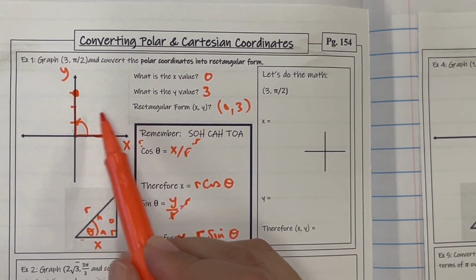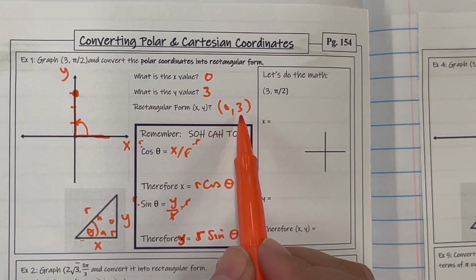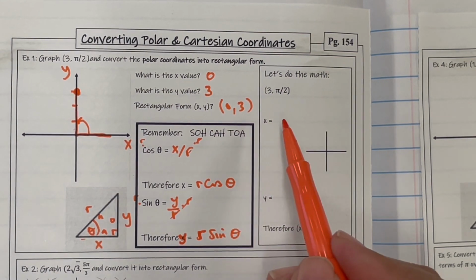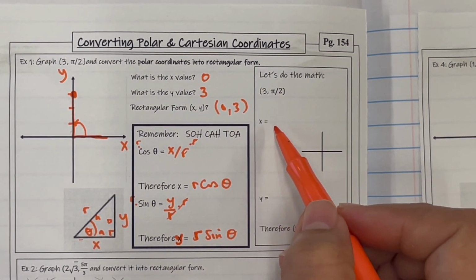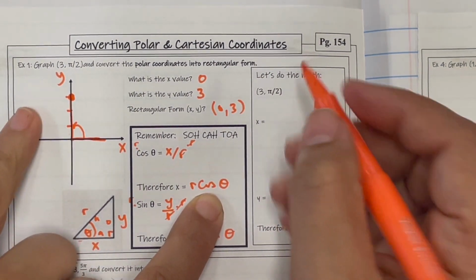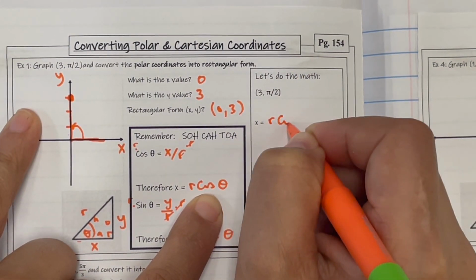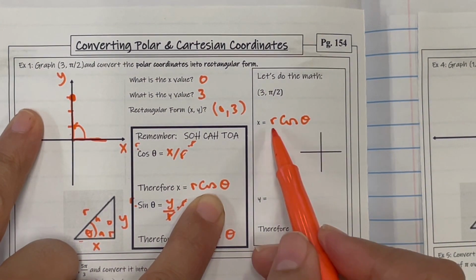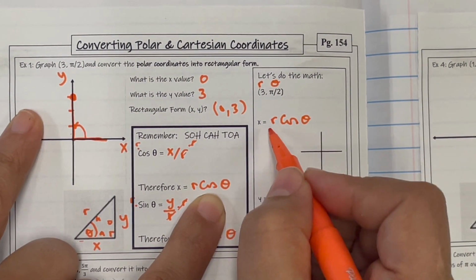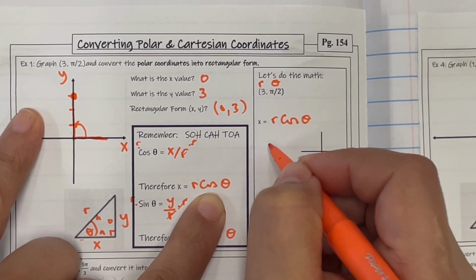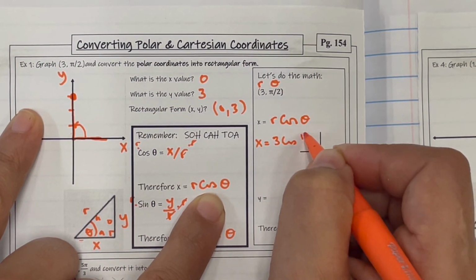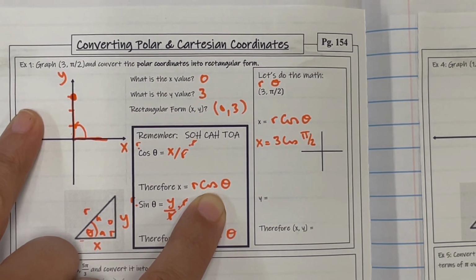If it wasn't something we could quickly graph to see that it was 0, 3 in rectangular form, how would we convert polar into rectangular? All right, so we know that x is equal to r cosine theta, right? So x is equal to r cosine theta, right? What's r? So remember, this is r and this is theta. All right, so x is equal to r, which is 3, cosine of theta, which is pi over 2, right?